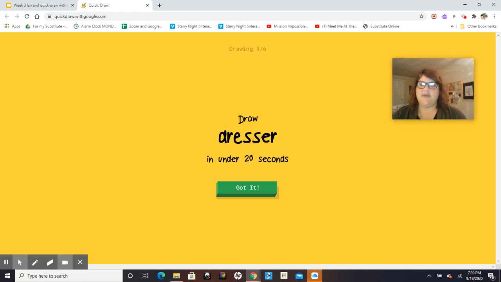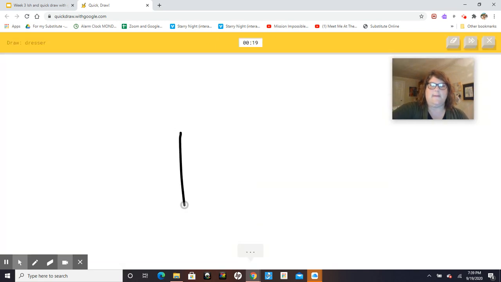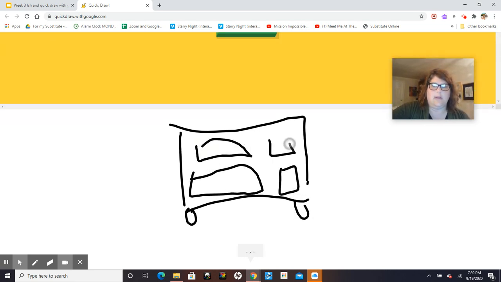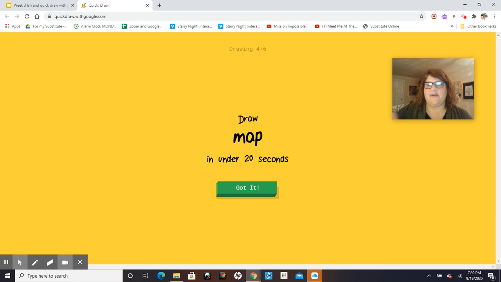This one's draw a dresser. And if he all of a sudden says, that is a Dalmatian dog. Well, okay, it's not. But I'm not going to get upset or mad. I'm just going to keep on going and hopefully I can get him to guess it in 20 seconds. I can't stop. I see square. For computer. Oh, I know. It's dresser. Okay, I don't know how I knew that because that was not very good.